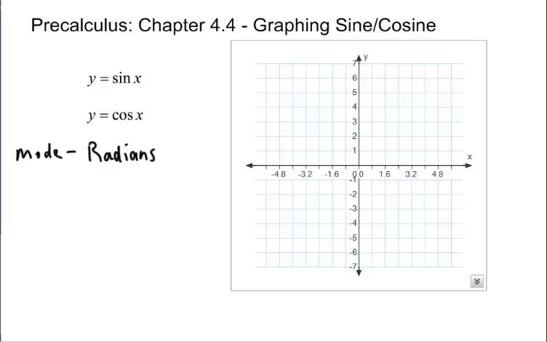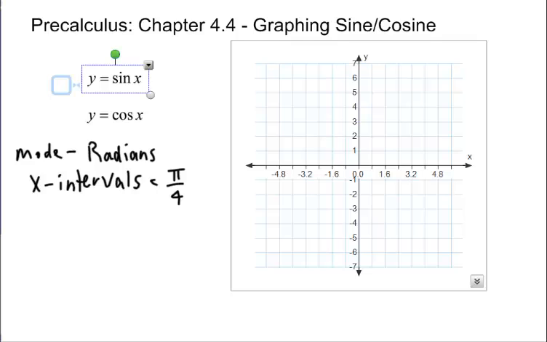And I set up for my calculator the x intervals to be pi over 4. You can actually type that into your calculator to set your intervals. And so on the graph, even though you see decimals, the intervals listed on the x-axis are pi over 4s. Okay? And so now let's graph one of these guys.